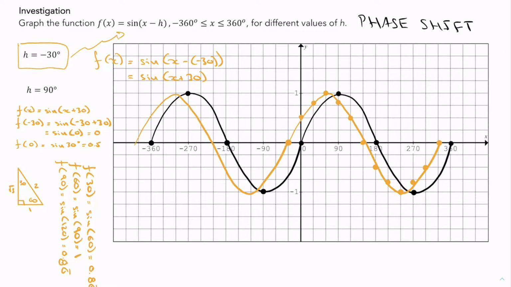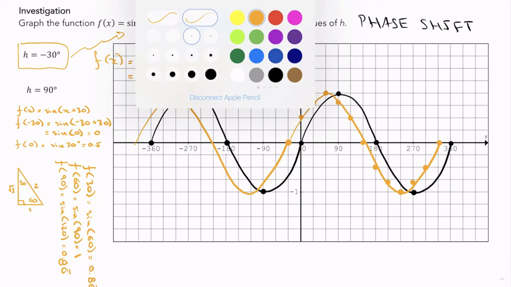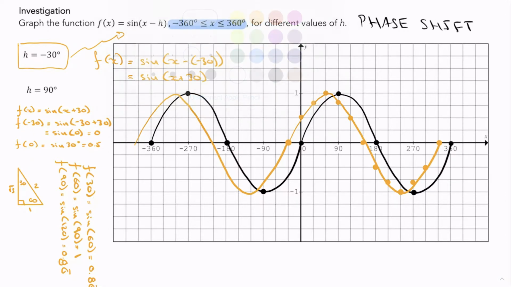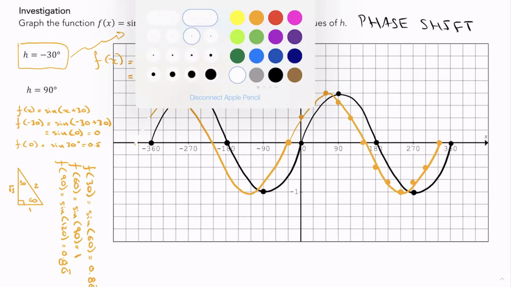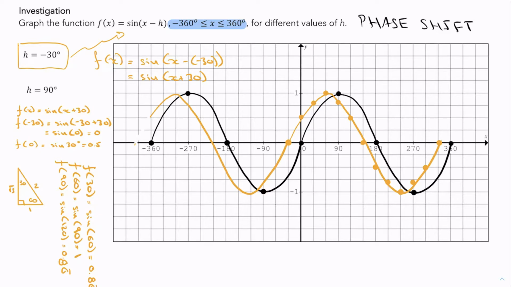Gonna have to do a little bit of editing. Notice again, I did say the interval is negative 360 to 360. This is very important. When you are graphing, you want to make sure that your domain is accurate. So on the left side here, I'm erasing everything. And on the right side, I'm going to have to extend it a little bit up to 360. Okay, so you notice over here on the left, it goes up to negative 360.